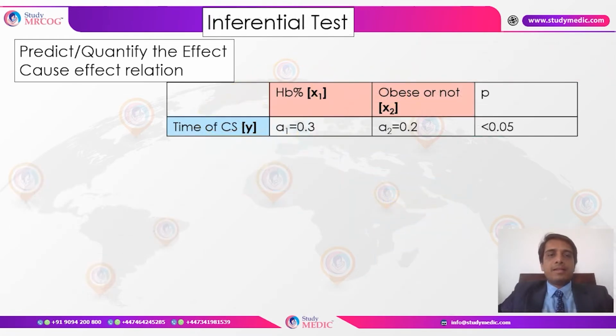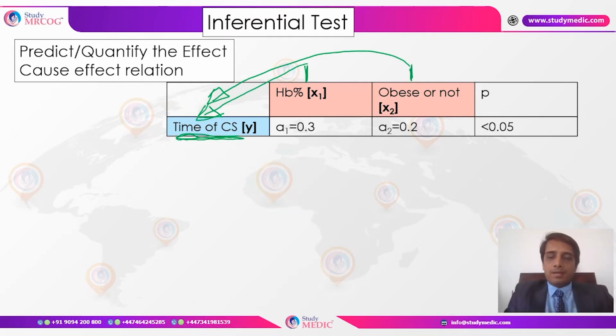So another example we will see. Now, if you want to find out or predict the time of cesarean section, that is the time duration of cesarean section taken, when there is a change in hemoglobin concentration or if that person is obese or not. That means we want to find out the effect of these independent predictor variables, that is hemoglobin concentration and whether the person is obese or not, on the time duration taken for the cesarean delivery conducted on that person.